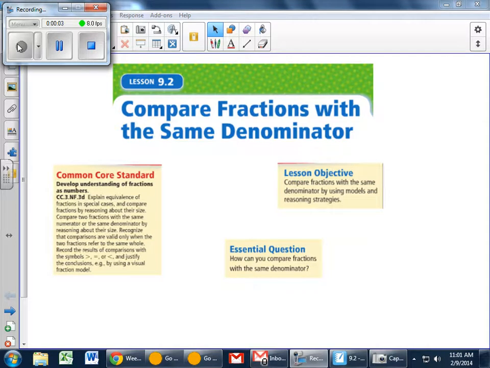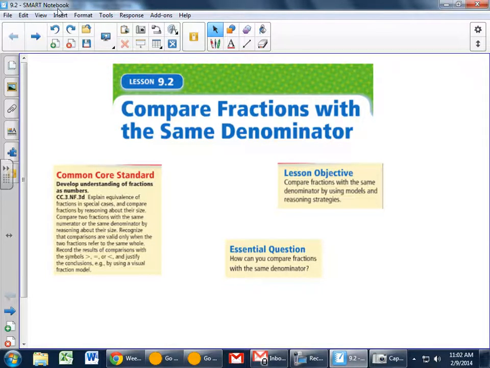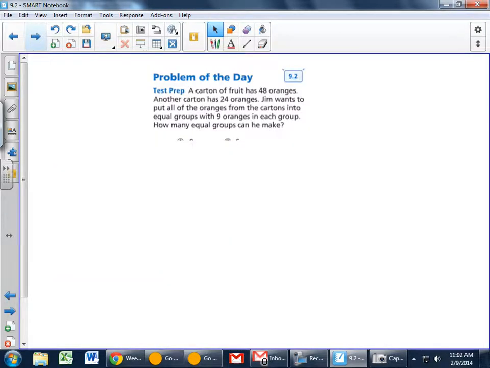Okay, welcome to 9.2. Compare fractions with the same denominator. So remember, the denominator is the bottom number that tells you the total amount of pieces in the fraction. Still looking at the Common Core standard of developing an understanding of fractions as numbers. Your lesson objective today is to compare fractions with the same denominator by using models and reasoning strategies. Your essential question is, how can you compare fractions with the same denominator? So keep that in mind as we go through so that you can journal about it at the end.